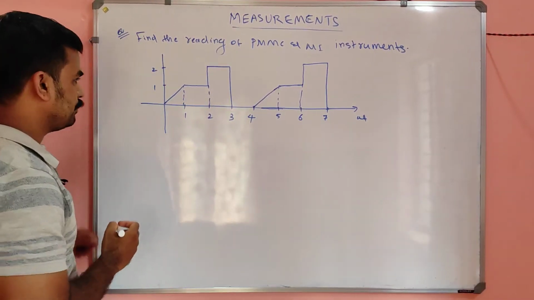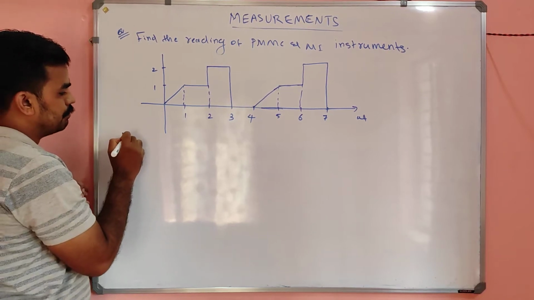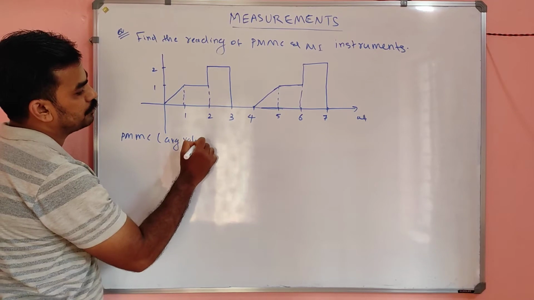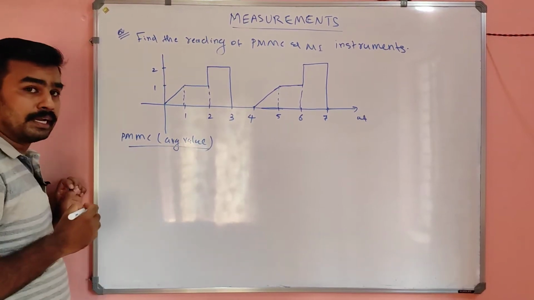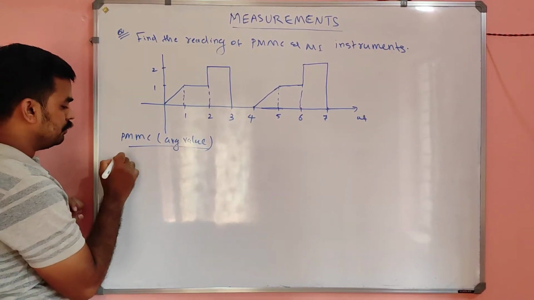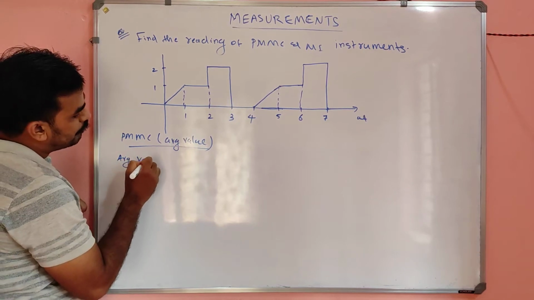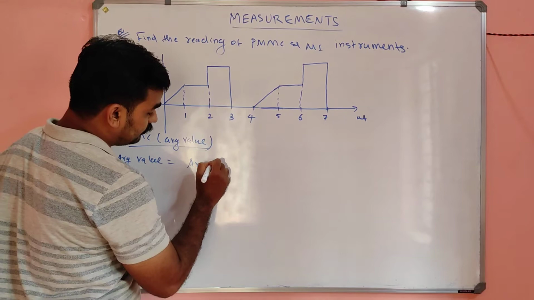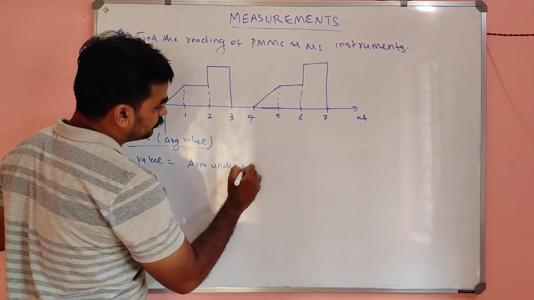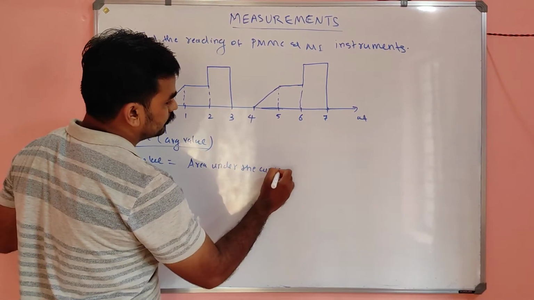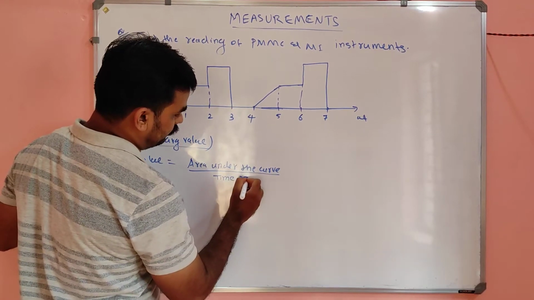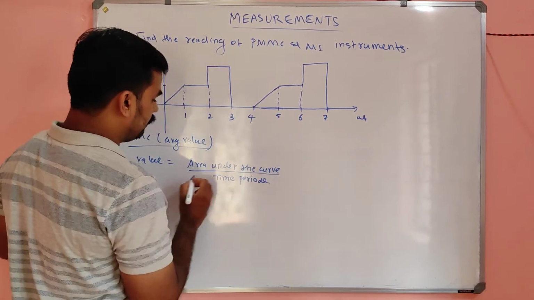How can we do that? So first of all, PMMC will give the average value. So the average value will be the area under the curve divided by the time period. Am I correct?